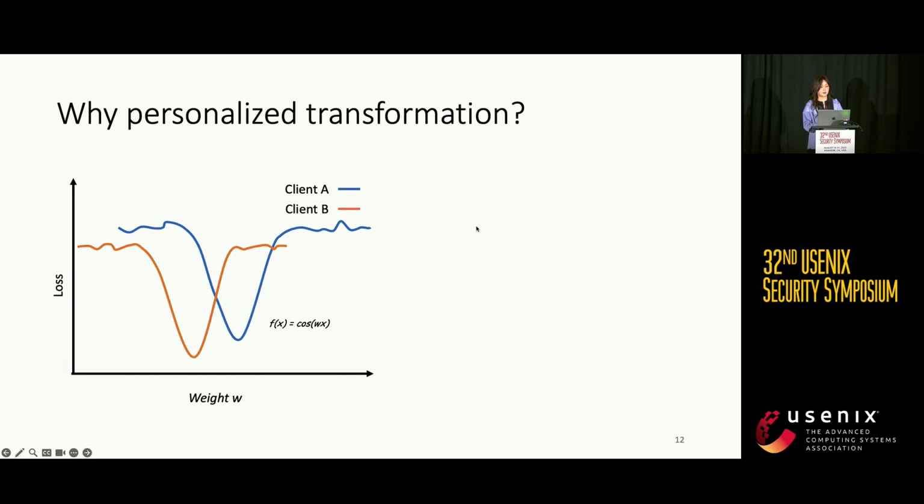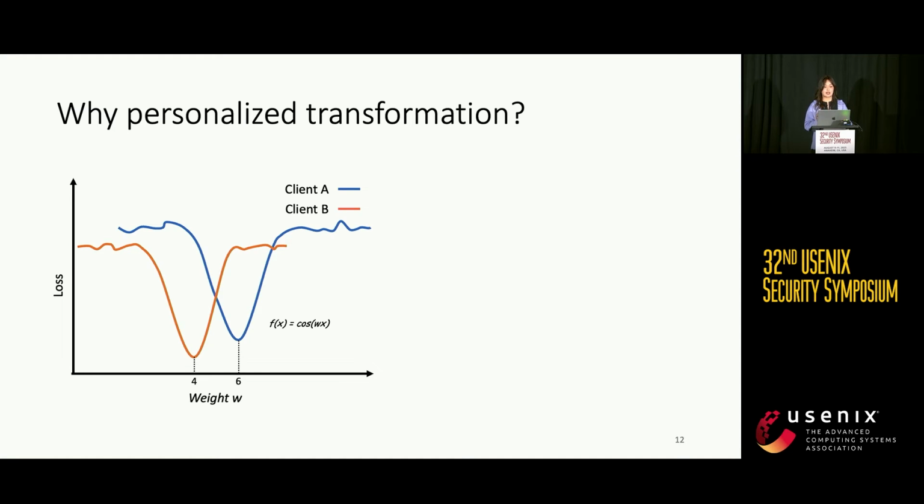And why do we need the personalized transformation? Looking at this figure, assume we have a non-convex learning problem, f(x) equals cosine(wx), and we have two clients participating in Federated learning here, and each of them has synthetic data perturbed by different Gaussian noises. Currently we can see that those two lines are far away from each other because the distributions of losses are different. Client B has an optimal weight of 4, and that for client A is 6.